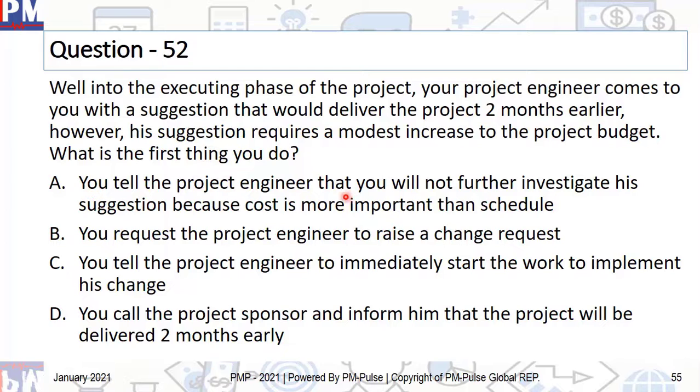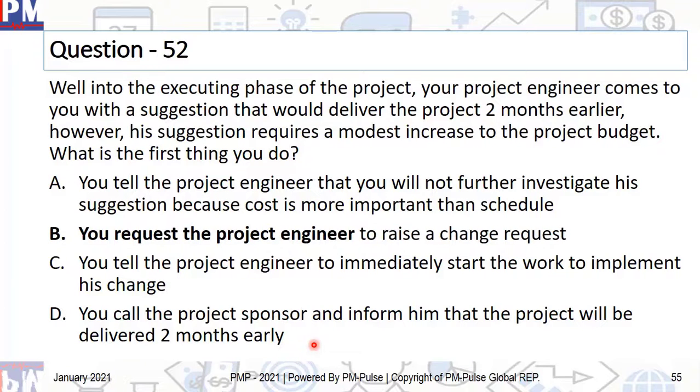A. You tell the project engineer that you will not further investigate the suggestion because cost is more important than schedule. B. You request the project engineer to raise a change request. C. You tell the project engineer to immediately start the work to implement his change. And D. You call the project sponsor and inform him that the project will be delivered 2 months early. And the correct answer is B.